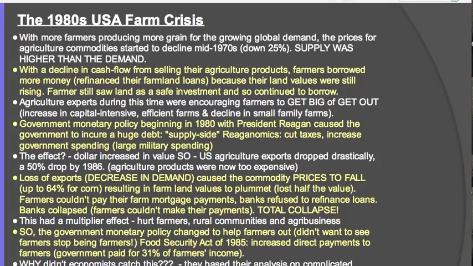There was a multiplier effect. It not only hurt farmers who were losing their farms, it was also hurting the rural communities that depended on the income of these farmers. It hurt agribusiness. So anything that was connected to these farms was hurt financially. The government monetary policy changed to help the farmers out. They didn't want to see farmers stop being farmers, so you had these direct payments that started with the Food Security Act of 1985. Government was paying for up to 1/3 of a farmer's income.